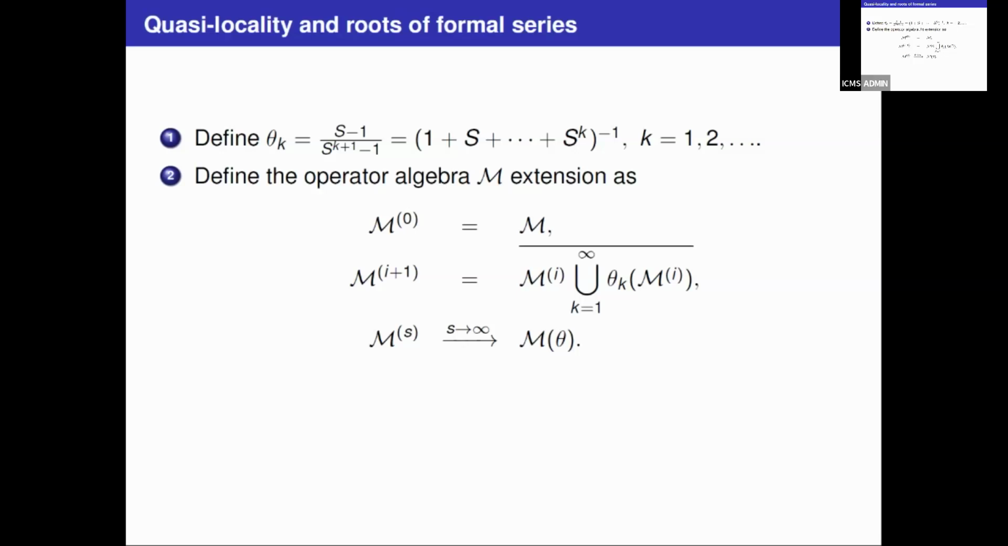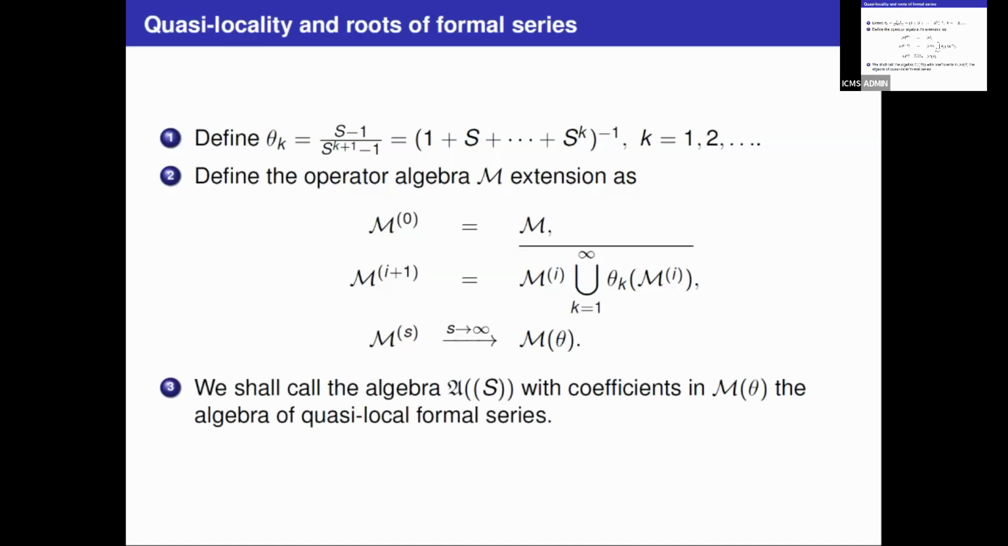M0 is our original space of left and right multiplications by local formal elements, and then in M1 we allow the action of theta once, in M2 we allow the action of theta twice, and so on. I write here s goes to infinity, but this is not a limit. We usually say that an element belongs to an extension if there exists a sufficiently large s such that the element belongs to the extension.